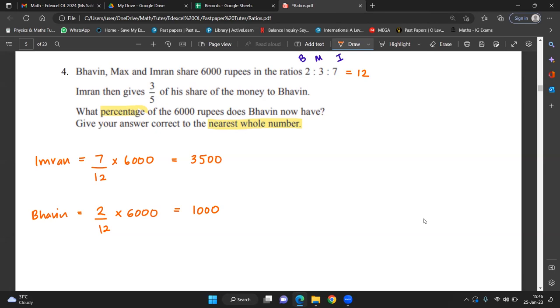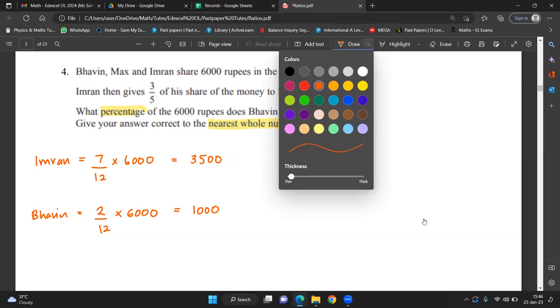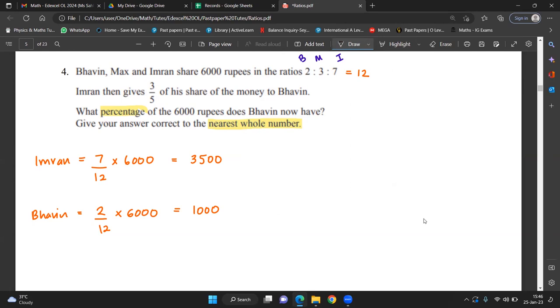Should we find Max's amount? He is not even relevant here, so let's not waste time, right? Now we know Imran gives 3/5 of the share to Bavin, right? So go to Imran's value, which is 3,500, if you multiply this by 3 over 5, what's the answer? 2100. Okay. Imran gave 2100 to Bavin.